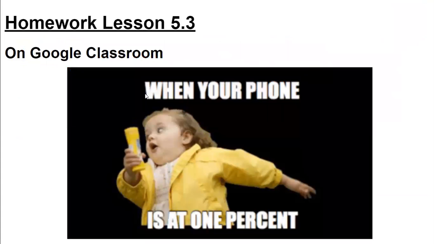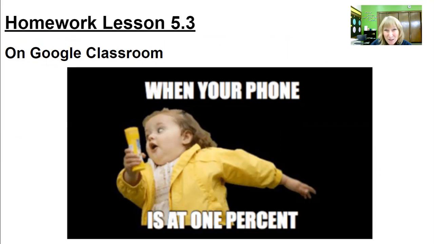Okay, I love my meme there. It says when your phone is on at 1%, now you know what 1% means. 1% means that is the amount of battery power you have left. Not very much, is it? So she's really running to get that plugged in right away.